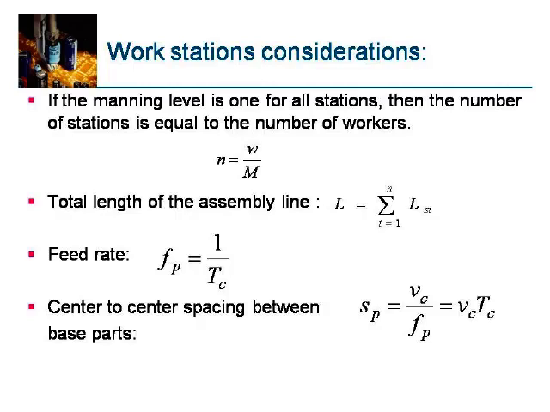We know that the total length of the manual line L is equal to sigma i is equal to 1 to n of LSi, and we can easily calculate the feed rate. FP is equal to 1 by TC, and the center to center spacing between base parts is SP equal to 1 by FP into V into C, or VC into TC.